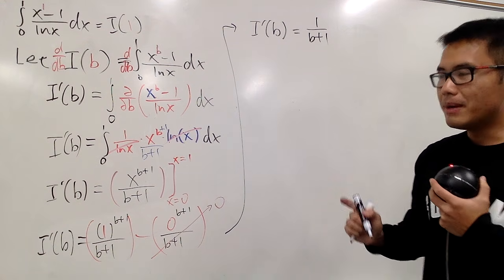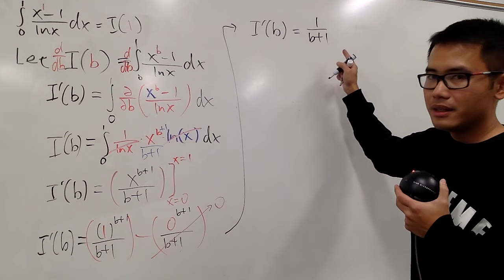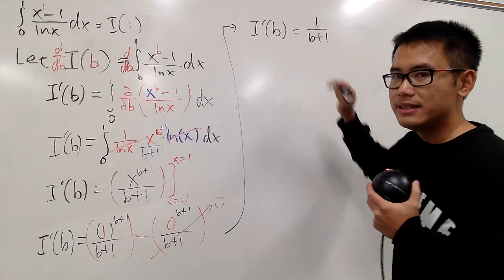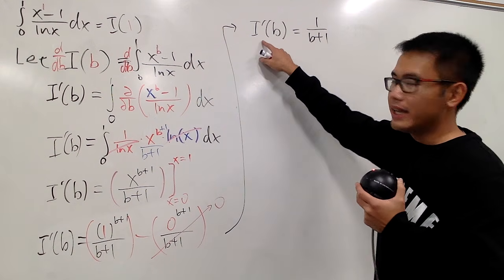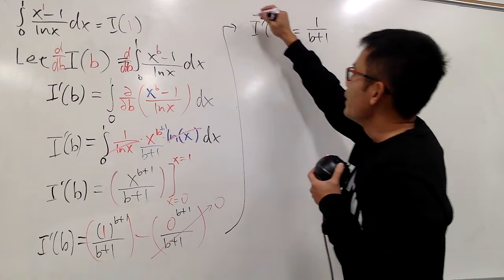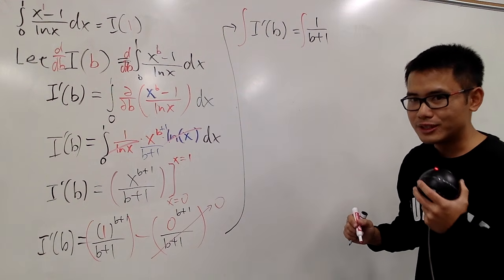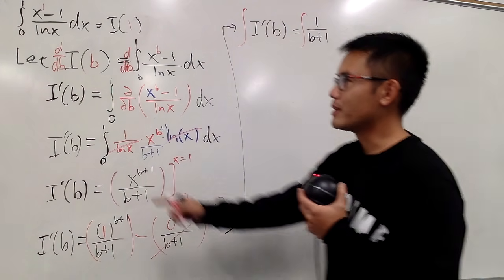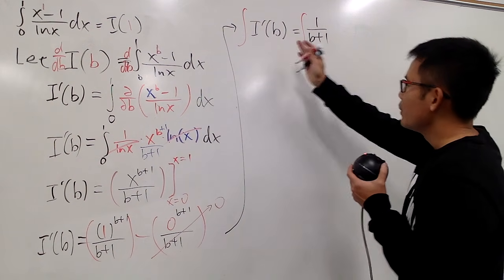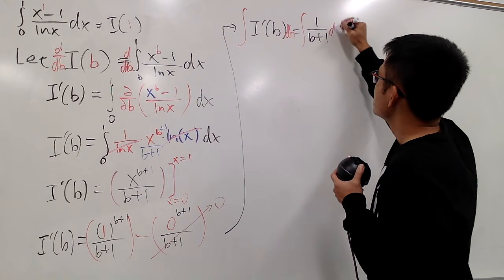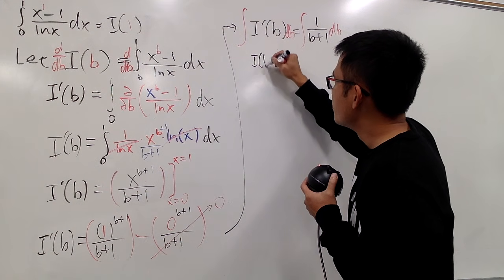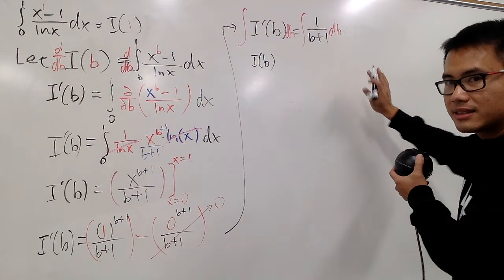Now, keep in mind, this is I prime of b. Our goal is to get I of 1. By looking at this, this is actually much better, because to get I of b from here, we can just integrate both sides with respect to b. Remember, originally we differentiated with respect to b first. Now we'll integrate both sides with respect to b, so put down the db on both sides. On the left-hand side, we will have just I of b, and I'll just put down the plus c, the constant on the right-hand side.